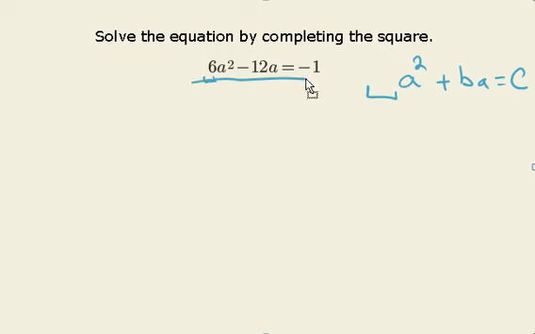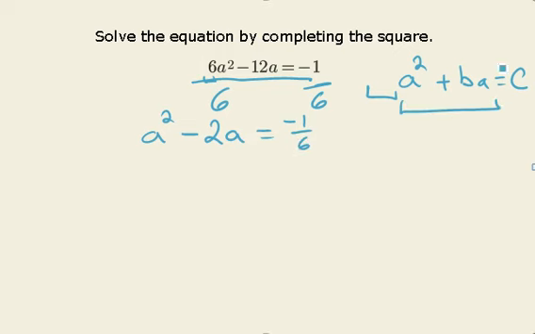So if I divide this left side by 6, and I divide this right side by 6, the 6's go away and I'm just left with a squared minus 12 over 6, which leaves me with a 2 times a, equals minus 1 over 6. We have a negative 6th. All right, so now I'm in this sort of form.